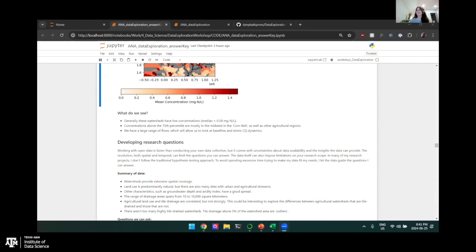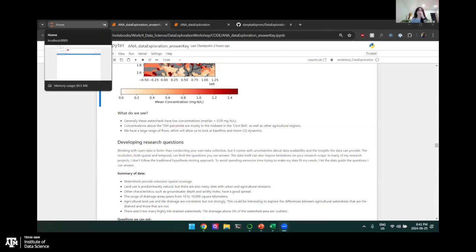Yeah, phosphorus is a whole other bag of problems. Nitrogen is a lot more responsive to hydrology. Phosphorus is less so. So there's absolutely, that's a whole different question.